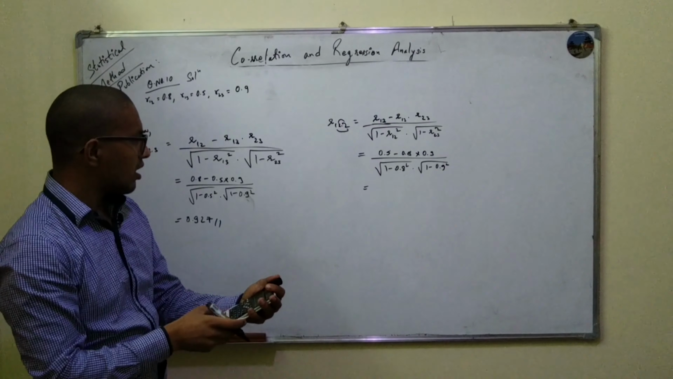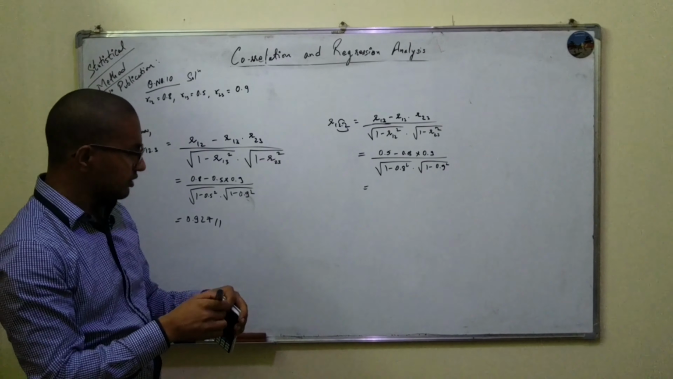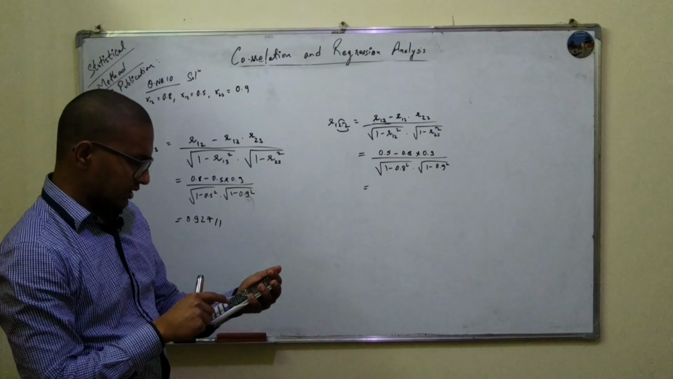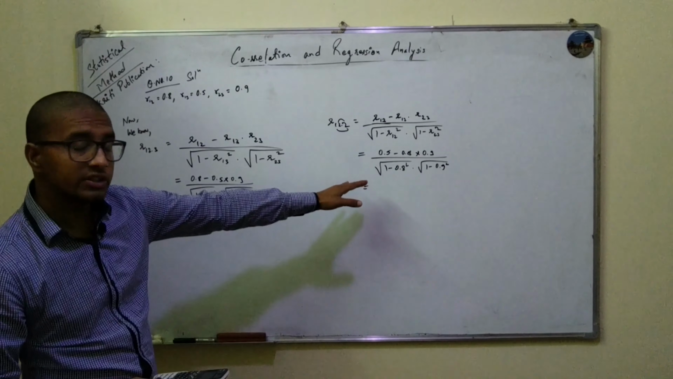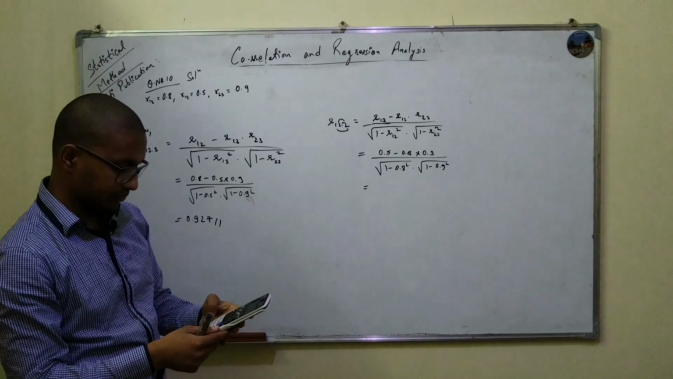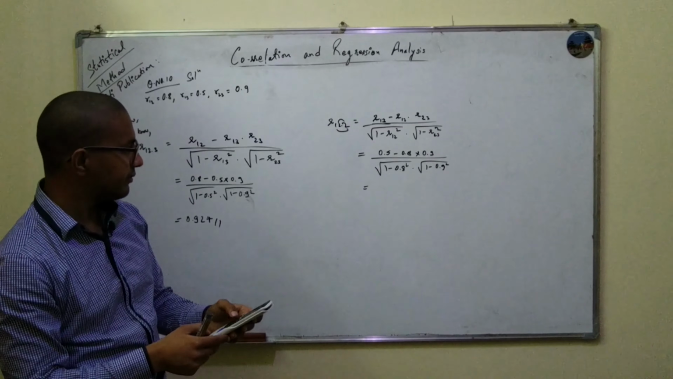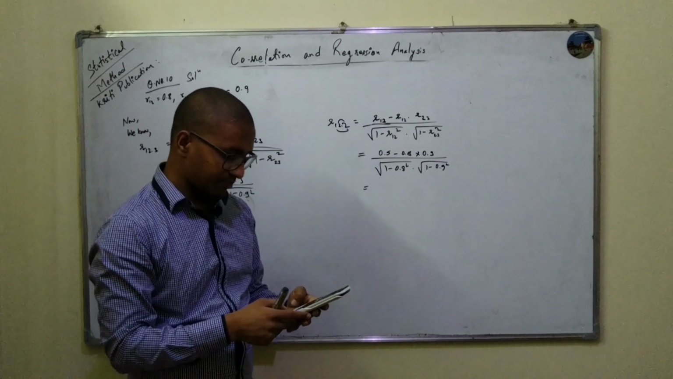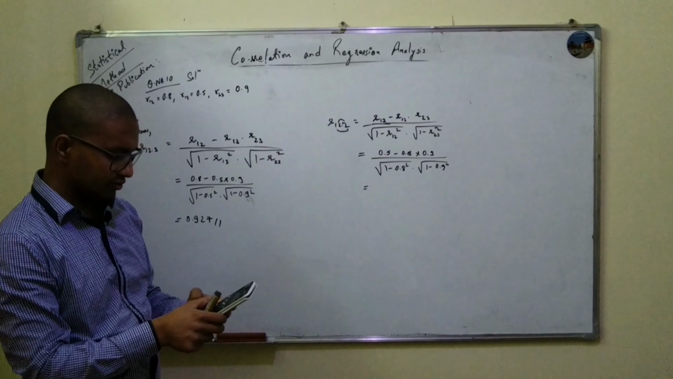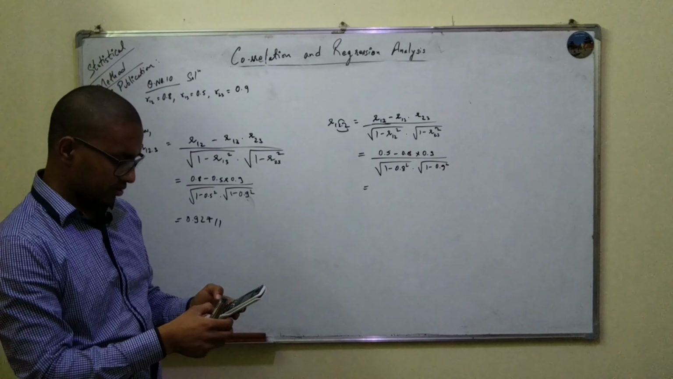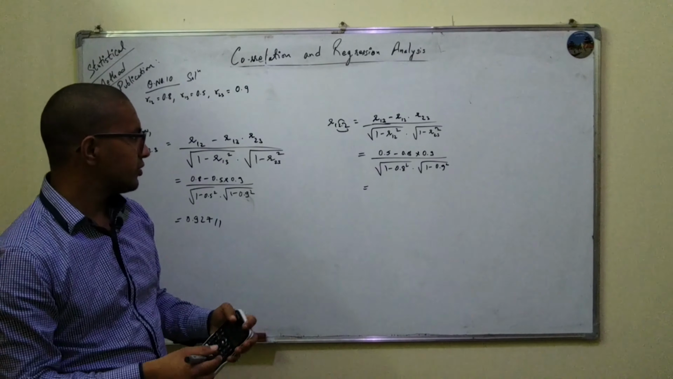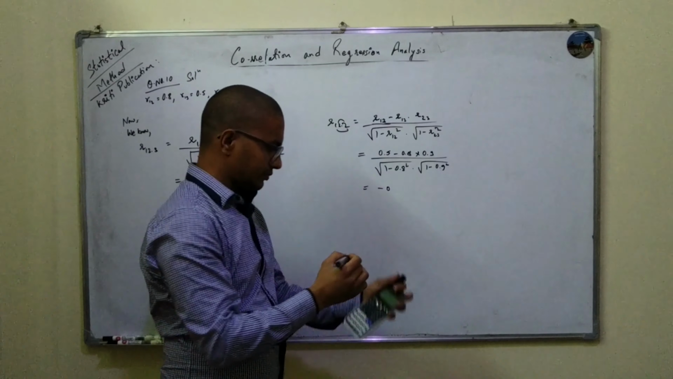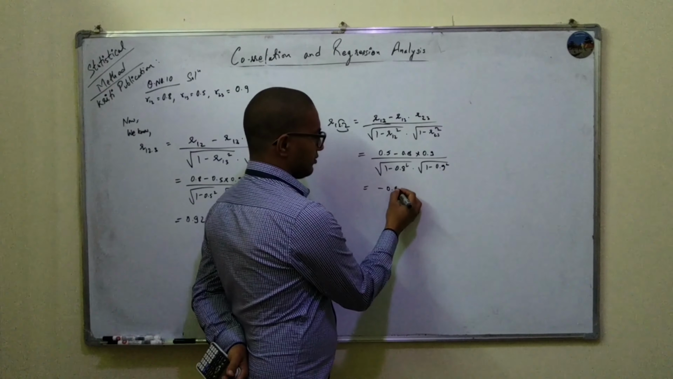So when we compute it, how much will we get? 0.5 minus 0.8 into 0.9, divided by the root of 1 minus 0.8 square, and then again divided by the root of 1 minus 0.9 square. How much do we get? Minus 0.84.